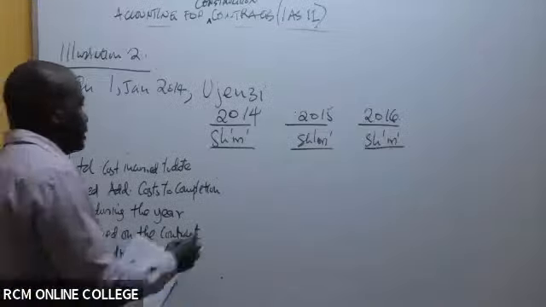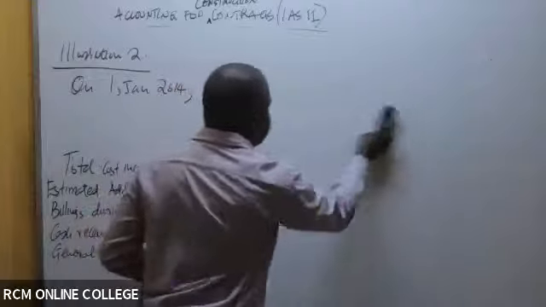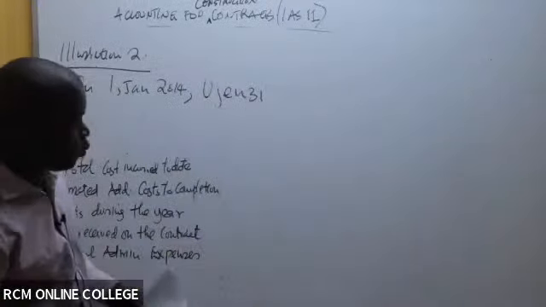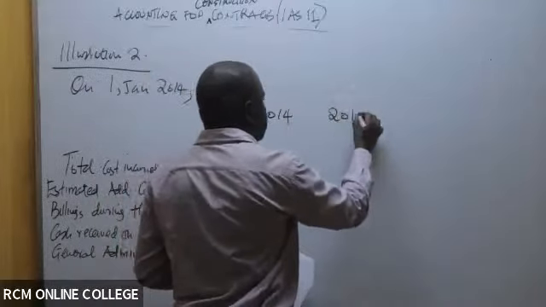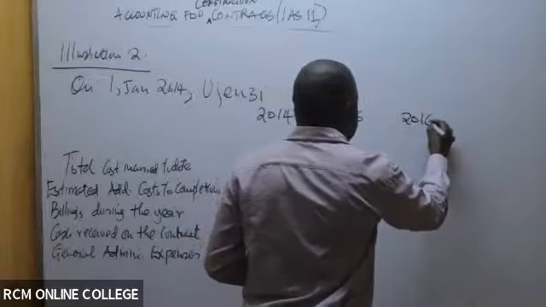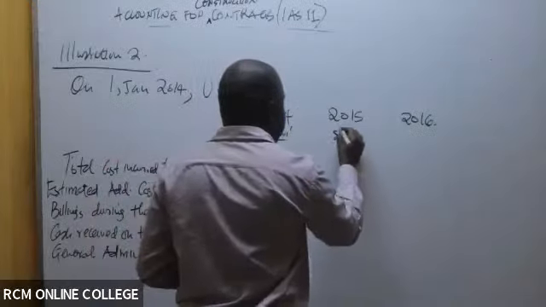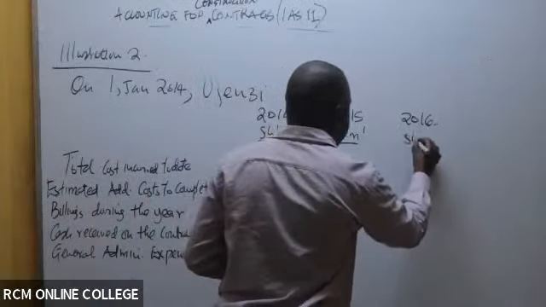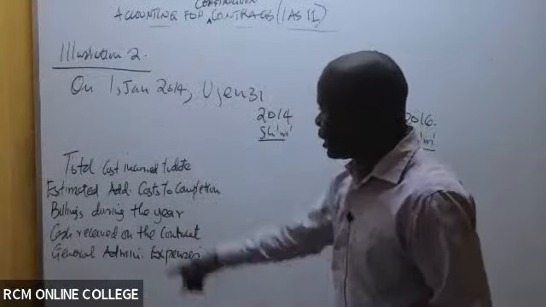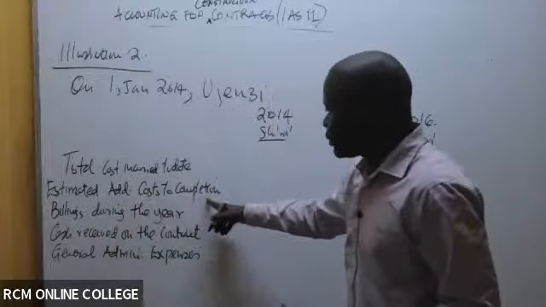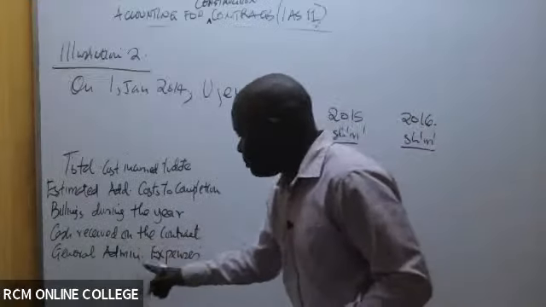Total cost incurred to date. So for this one is actually 80. I can adjust my table a bit so that it fits so well. So we have 2014, 2015, and of course 2016. So here it is shillings of millions. So now we can insert the figures. Hope you've written this. So total cost incurred to date, estimated additional cost to completion, billings during the year, cash received on the contract, general admin expenses.